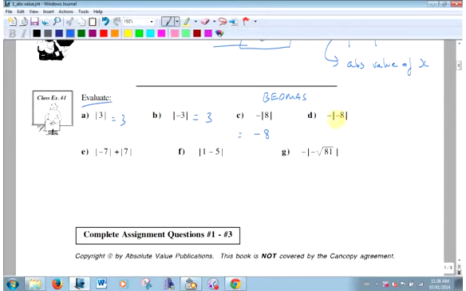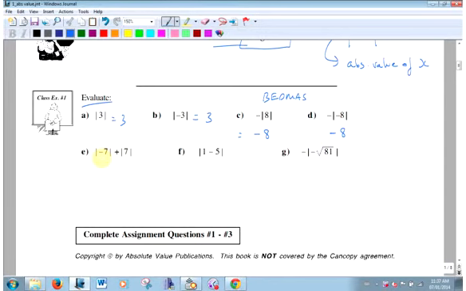What's the absolute value of negative 8? It's 8 units away from 0. And then I have this minus out in front. So I get the same thing. Just like 3 is the same as minus 3, minus the absolute value of 8 is the same as minus the absolute value of minus 8.